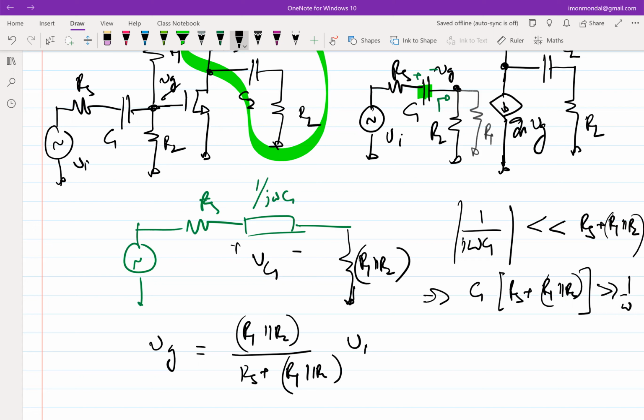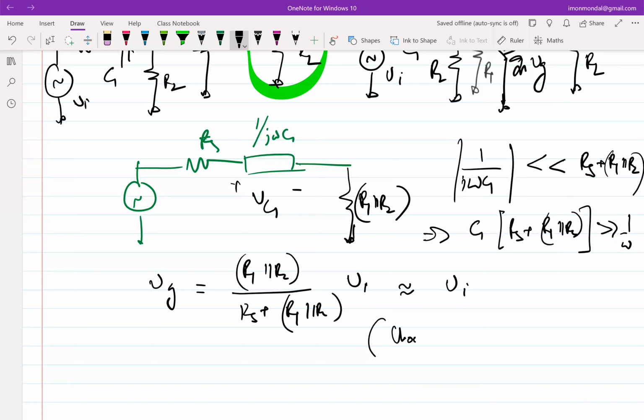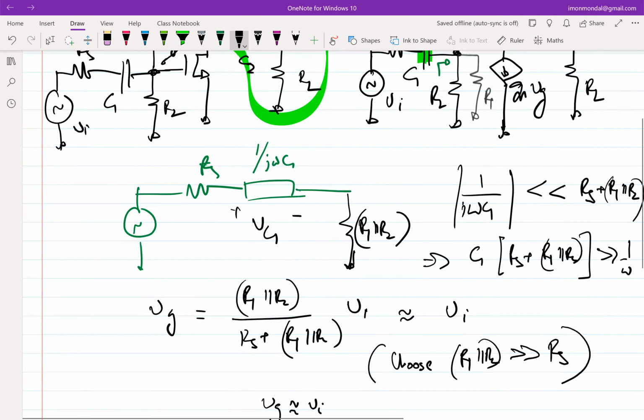So as a designer, if I want this to be almost equal to VI, I can choose R1 parallel R2 in a certain way, right? If I want this, then choose R1 parallel R2 to be much greater than RS. If you choose this, then VG becomes almost equal to VI. So essentially that's what it boils down to.